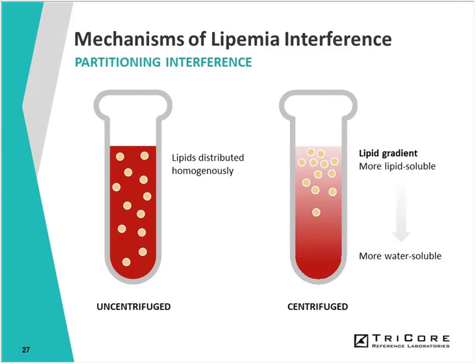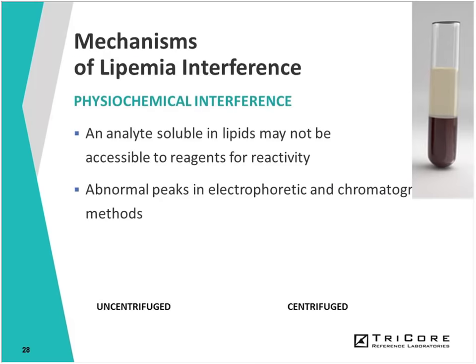Now that's especially important in automated chemistry analyzers that have fixed path lengths for the sample probe. Test results may actually differ for those analytes that are not evenly distributed between the lipid and water portion of the sample, depending upon where the sample probe aspirates. And lastly, lipemia can affect immunoassays by masking the binding sites of antigens and antibodies and thus physically interfering with the antigen-antibody binding. Also, an excess of lipoproteins can interfere in electrophoretic and chromatographic methods by causing abnormal peaks.